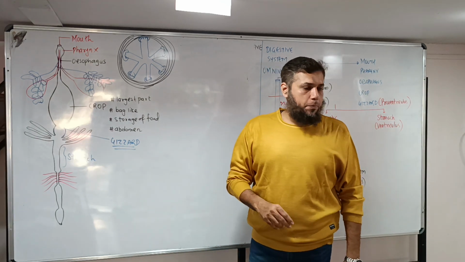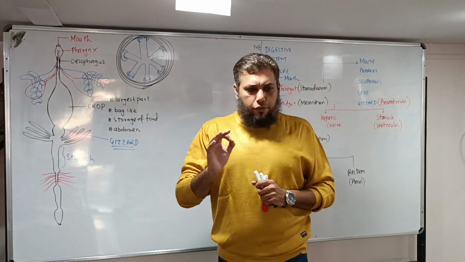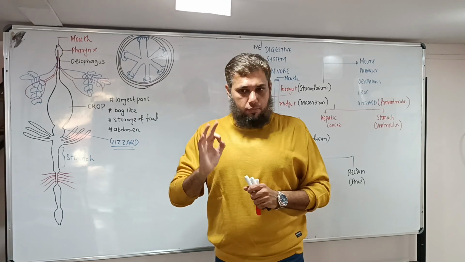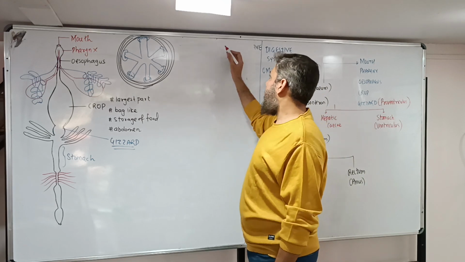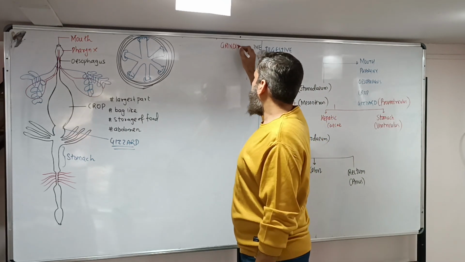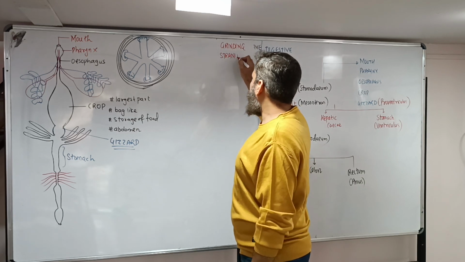Now, the gizzard is very efficient. Efficient matlab saksham. Very good. Efficient, saksham. For what? It is used for grinding and straining the food.